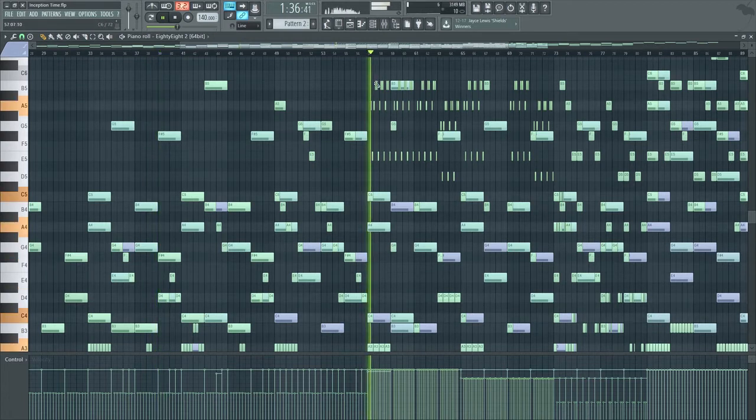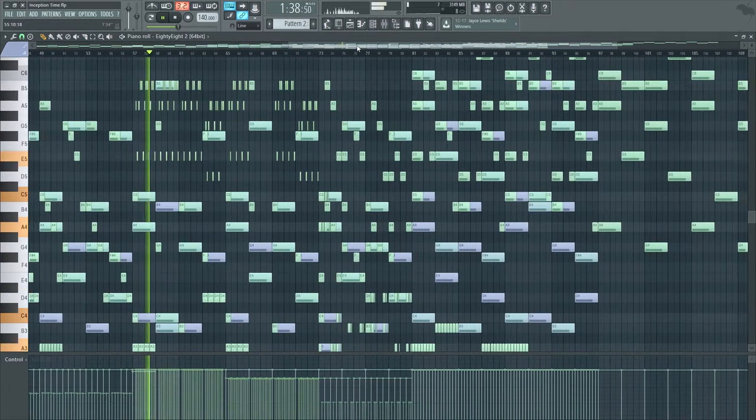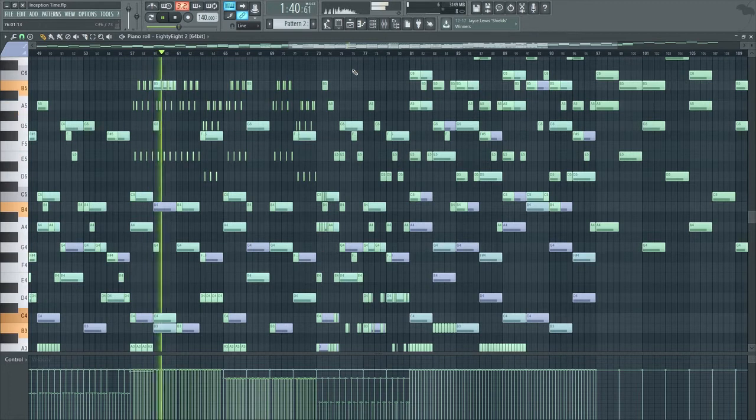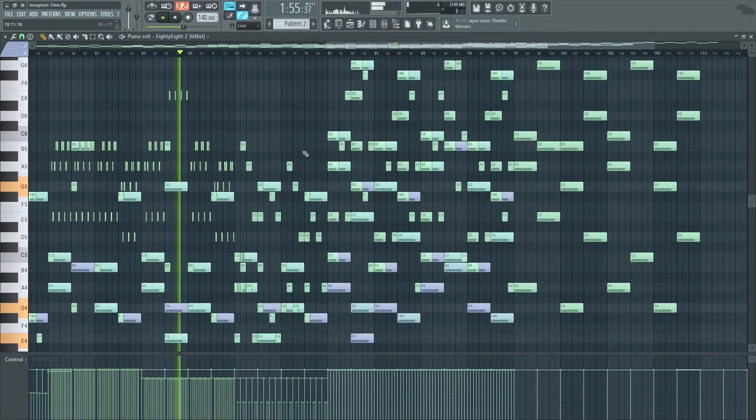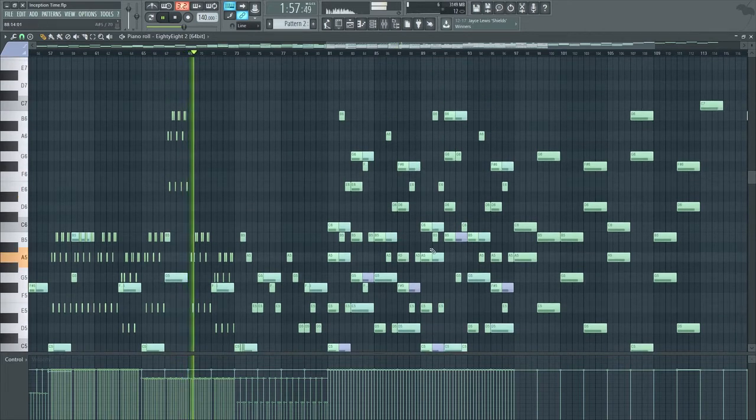Let's skip to that. And then he returns back to the counter melody again. Around here. And then he comes back to the chords again at the very end.